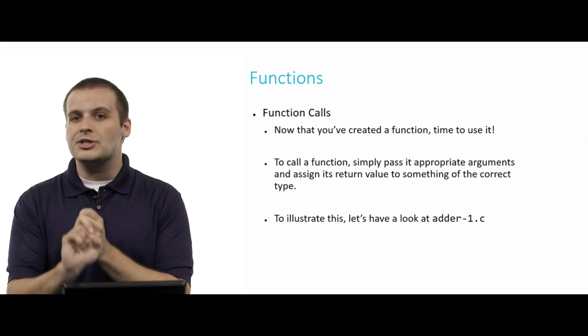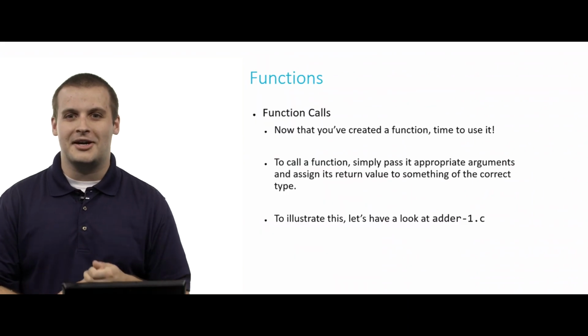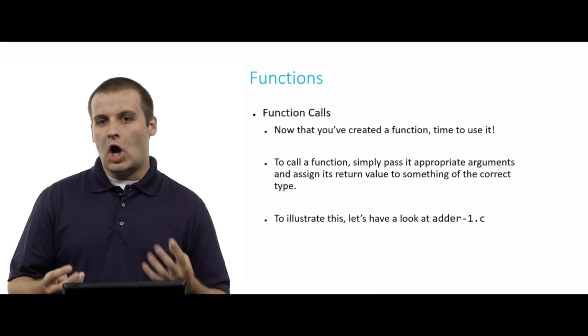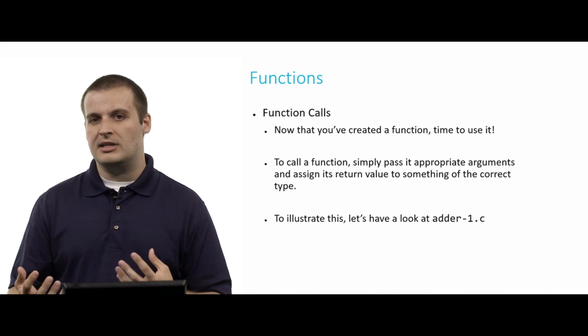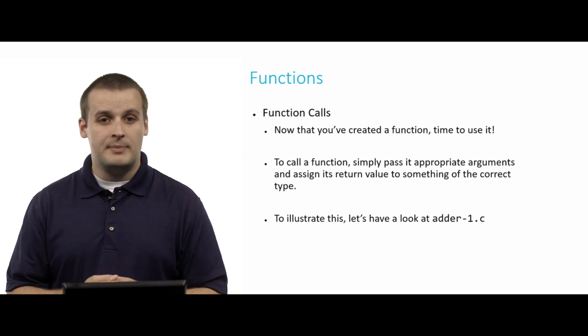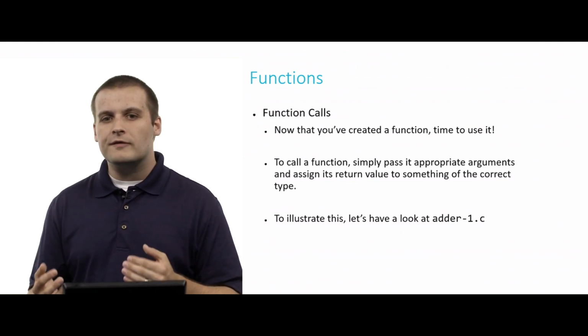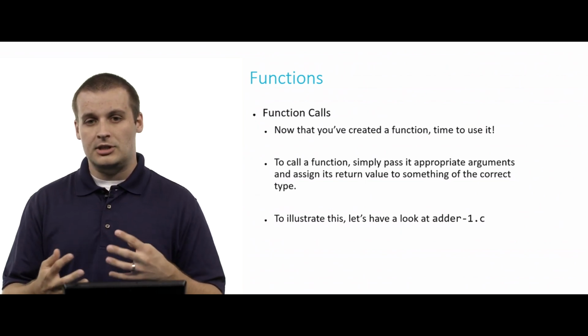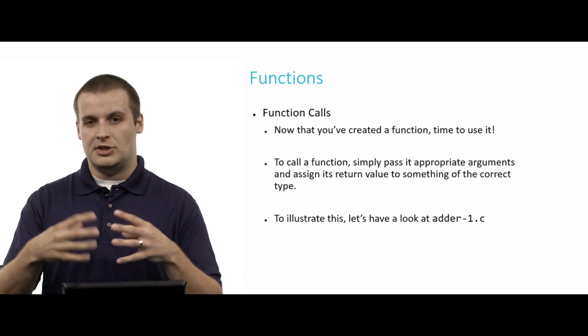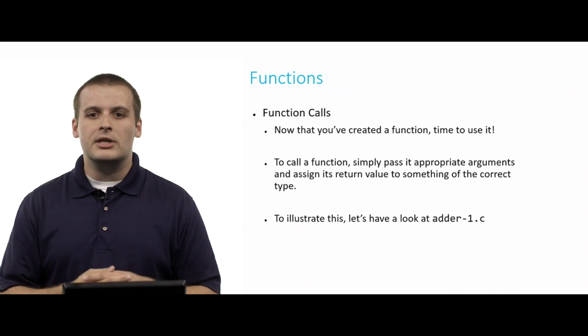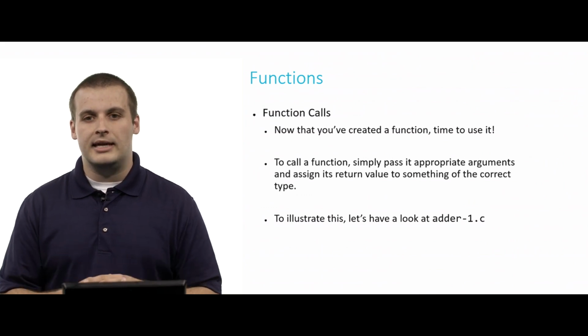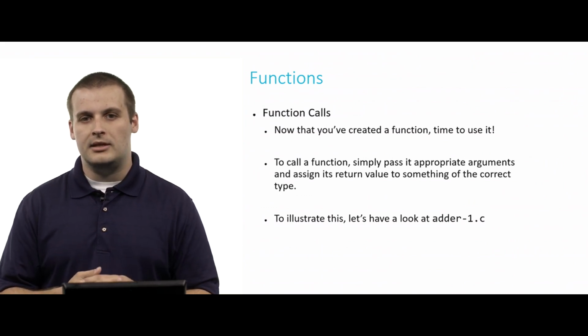All right, so we've declared functions and we've defined functions, so that's really good. Now let's start to use the functions that we've declared and we've defined. To call a function, it's actually pretty easy. All you need to do is pass it appropriate arguments, arguments of the data type that it expects, and then assign the return value of that function to something of the correct type. So let's have a look at this in practice in a file called adder1.c, which I have in my CS50 IDE.